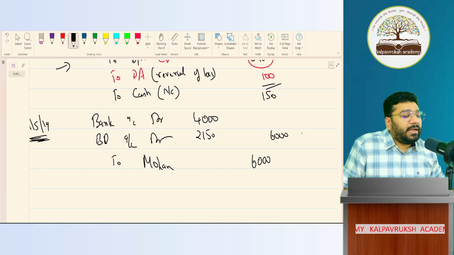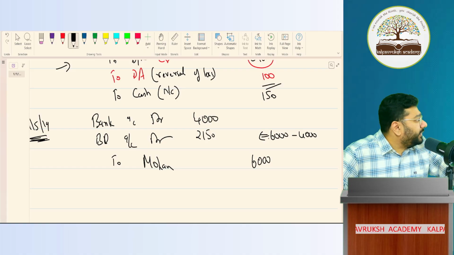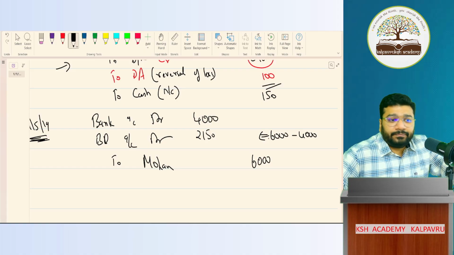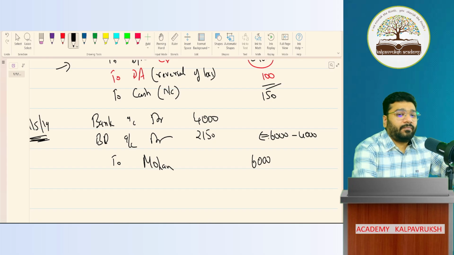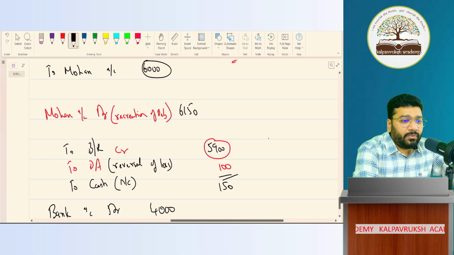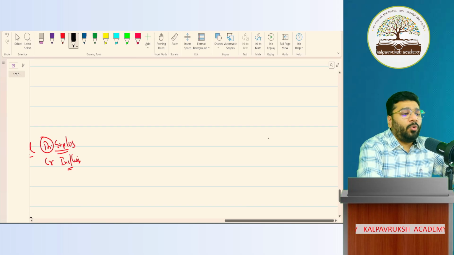6,000 is the total money to be recovered. In that, 4,000 recovered means how much balance is not recovered? 2,150. Make a change. Any problem so far? No. Can I continue? In the books of Mohan.